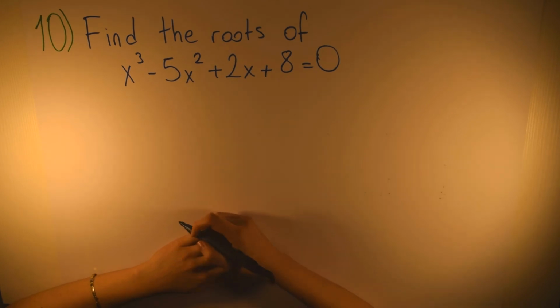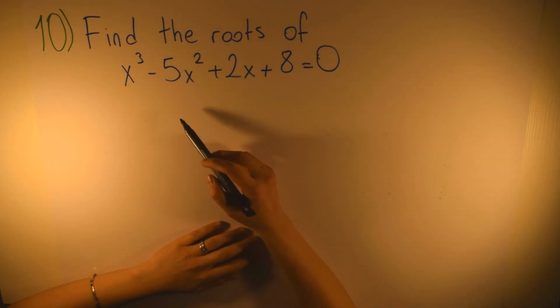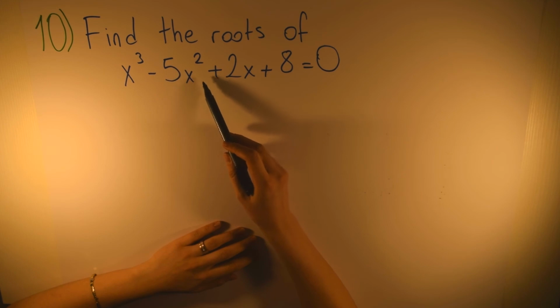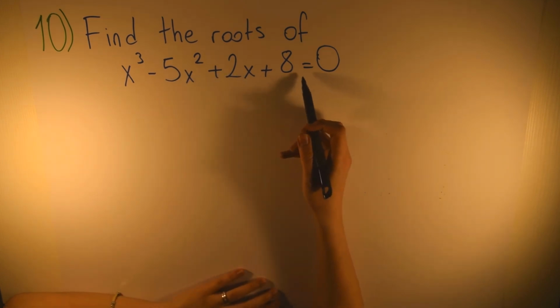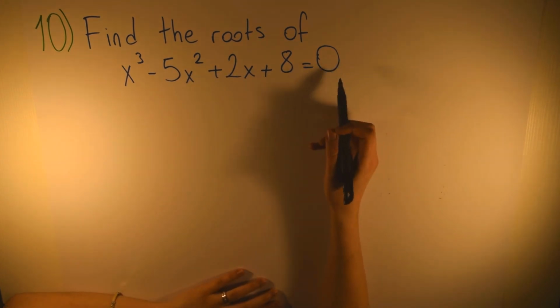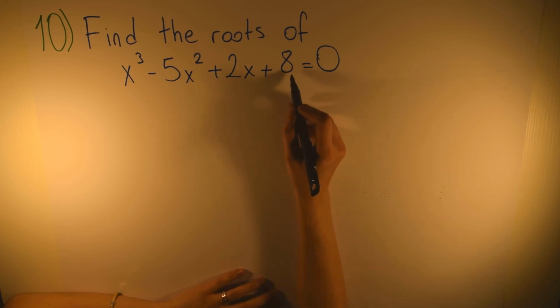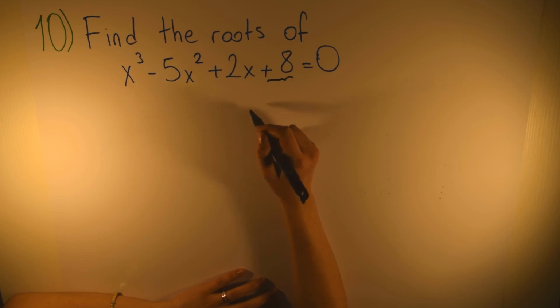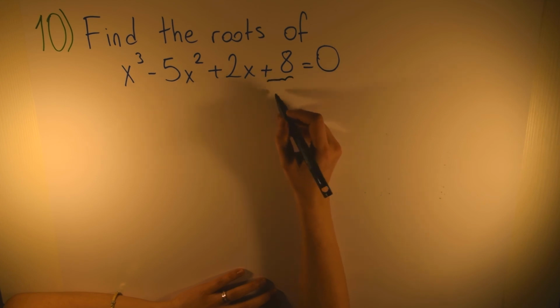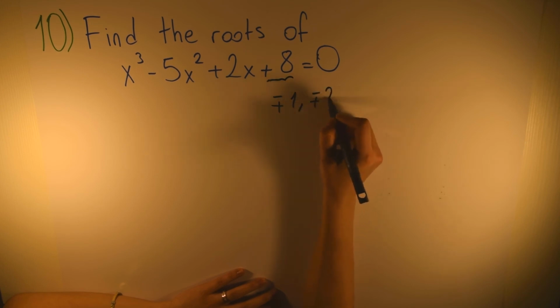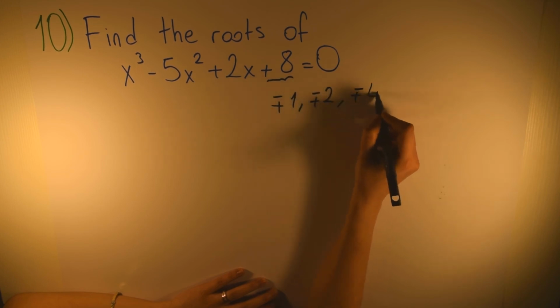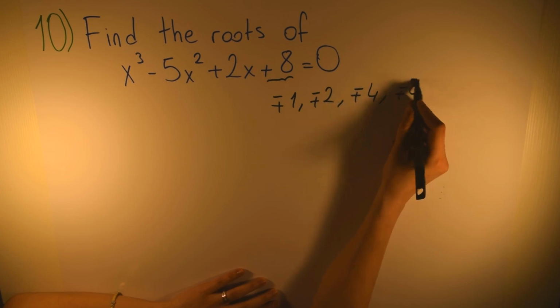So our last question is: find the roots of x cubed minus 5x squared plus 2x plus 8, which is equal to 0. So how do we solve this kind of question? First, you need to find the factors of your constant value d, which here is equal to 8, right? So what are the factors of 8? They are plus minus 1, plus minus 2, plus minus 4, and plus minus 8.